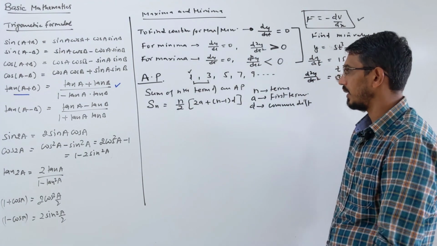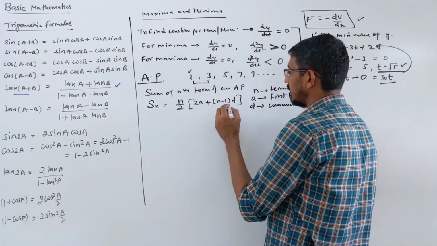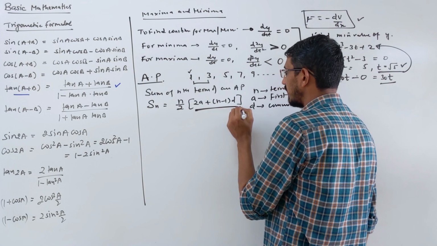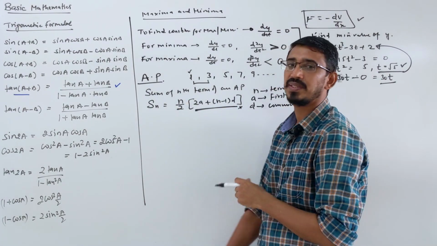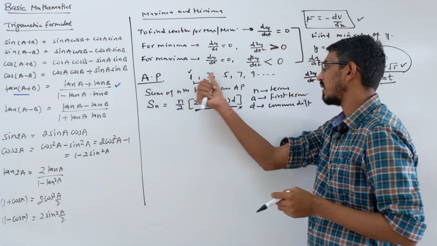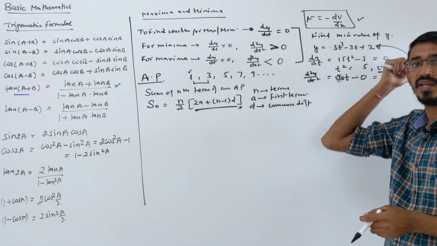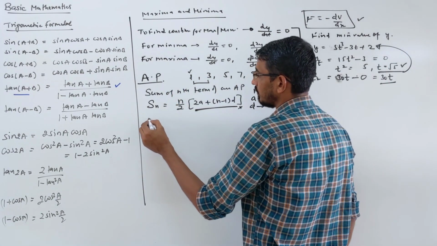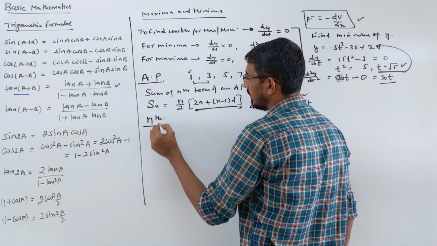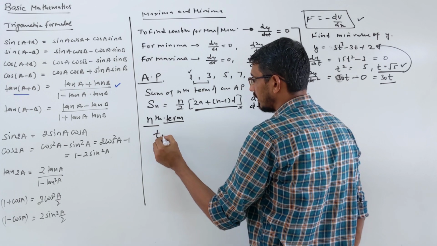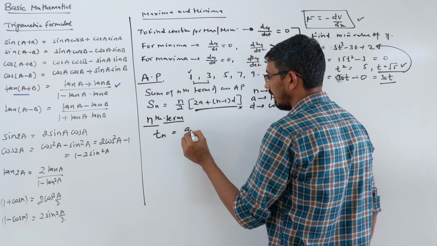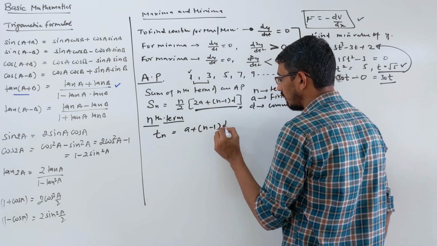Generally we will not use this formula much, but the other formula is very important. You want to find the nth term. Like this series goes on, then what is the 20th term? What is the 100th term? So that formula is: the nth term tn is given by a plus n minus 1 into d.